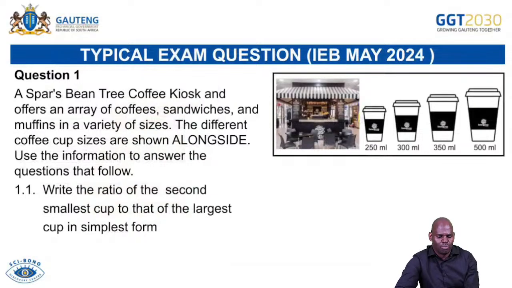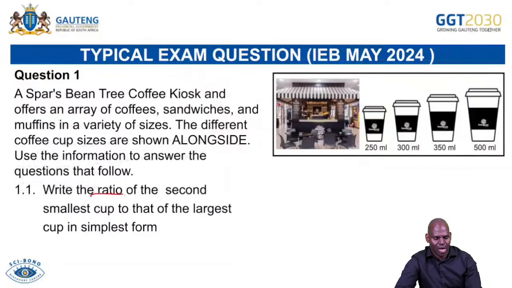It's a Spur's Bean Tree Coffee Kiosk that offers an array of coffees, sandwiches, and muffins in a variety of sizes. The different coffee cup sizes are shown alongside. Use the information to answer the questions that follow. And this was taken from question 1. Write the ratio. You see, I spoke about the ratio. You must be able to write a ratio, obviously. You must have an idea. Ratio is not a fraction.